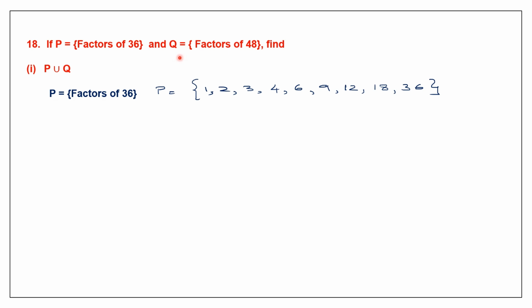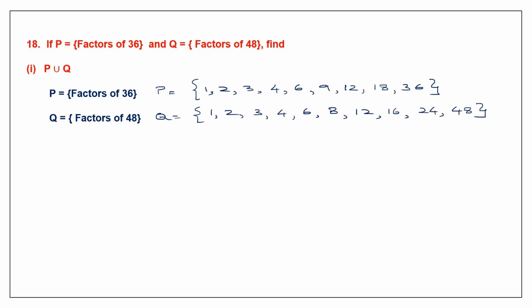Now we have to find the elements of set Q, and Q is factors of 48. So what are all the factors of 48? Let's start writing that now. So we have 1, 2, 3, 4, 6, then we have 8, 12, 16, 24 and 48. These are all the factors of 48 and the elements of set Q. Now we have to find P union Q. That means we write all the elements of set P and the elements of set Q without repeating.